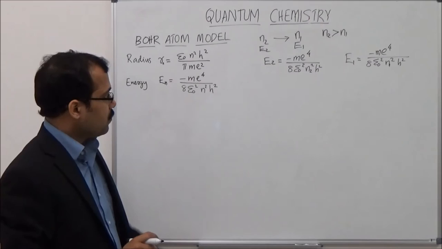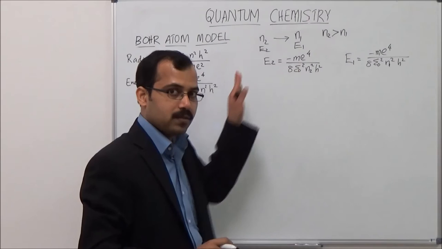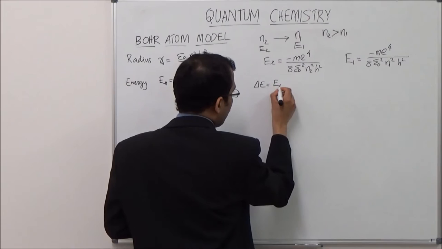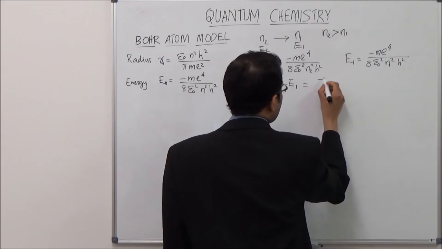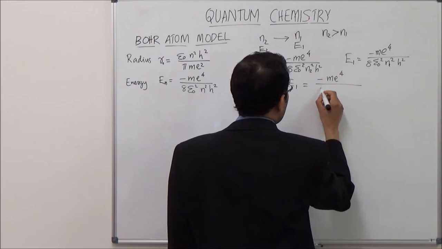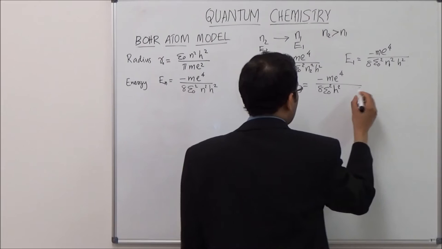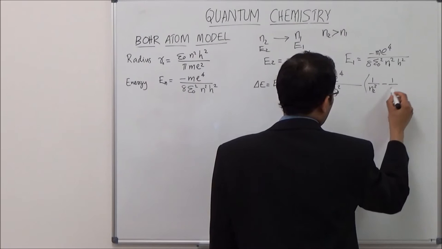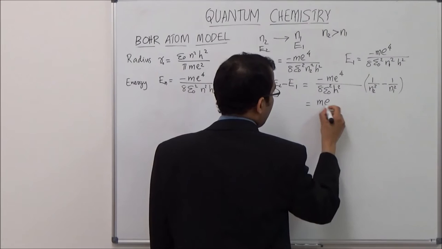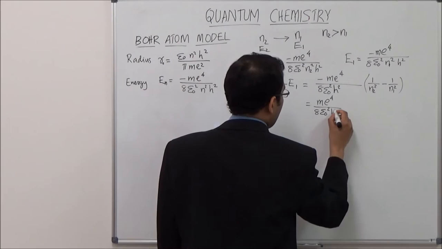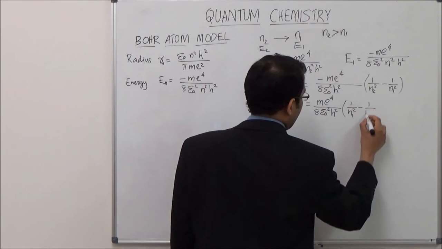The difference in energy between these two orbits is delta E, which is equal to E2 minus E1. This is equal to minus m e raised to 4 divided by 8 epsilon 0 square h square times 1 by n2 square minus 1 divided by n1 square. So we can write it as m e raised to 4 divided by 8 epsilon 0 square h square times 1 by n1 square minus 1 divided by n2 square.